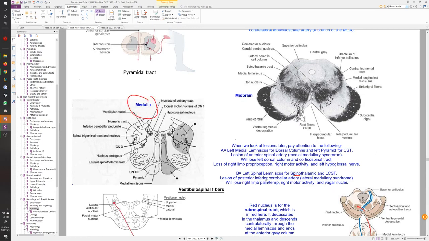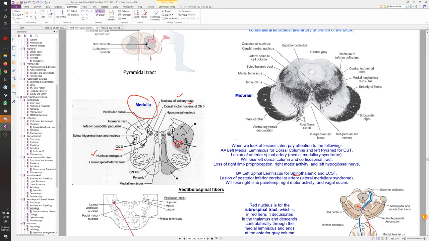You're going to lose right limb pain and temperature, right motor activity, and you're going to lose your vagal nuclei. Because in this diagram, you have your nucleus ambiguus, right here. And that nucleus ambiguus is one of the major nuclei of your vagus nerve, cranial nerve 10. See, they drew cranial nerve 10 for you here too, in the medulla. It has its different nuclei: the solitary nucleus, the dorsal nucleus, and the nucleus ambiguus. The three different nuclei of cranial nerve 10.